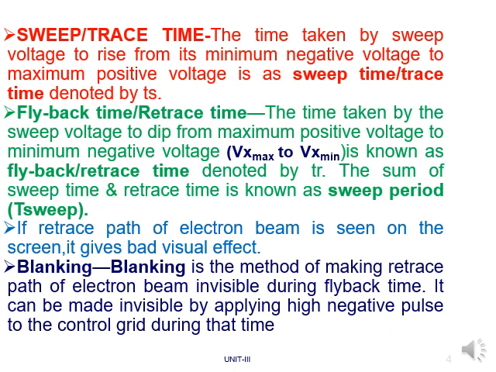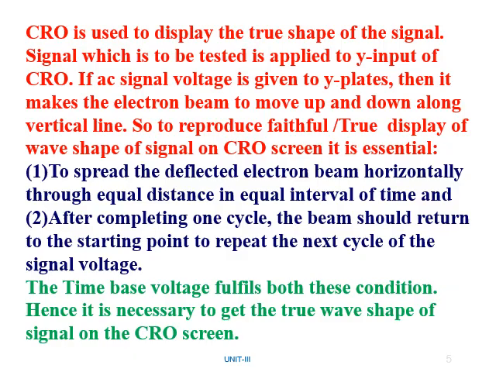It is necessary to make the electron beam invisible during flyback time. Now, why should this time base voltage be provided to the X plates? Why it is necessary, that we are going to see. Now, CRO is always used to display the true shape of the signal.